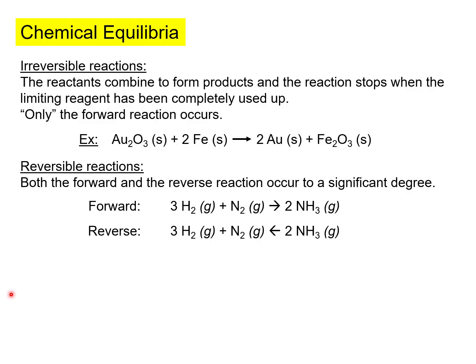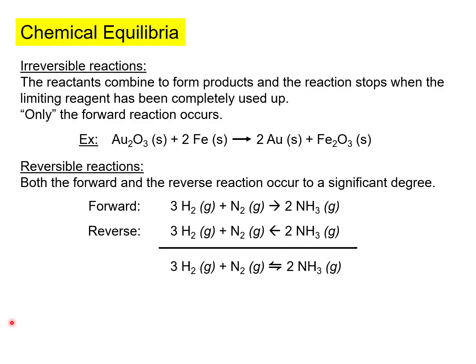But unfortunately, the high temperature will cause the bonds in the NH3 to break, causing it to go back to form the hydrogen and the nitrogen reactants. However, even though we have the reverse reaction, hydrogen and nitrogen are still the reactants, and ammonia is still the product for this reaction. So instead of writing out this reaction twice, we're going to use a double-headed arrow.